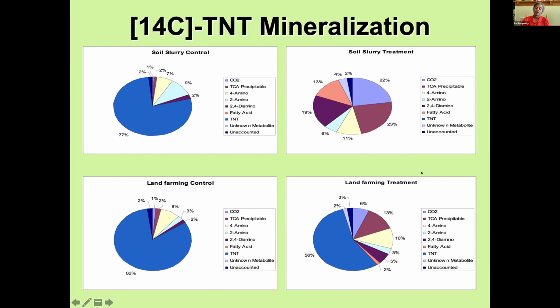And then the land farming did the same thing, okay? So we are not only modifying the compound, but we are also mineralizing them. Bacteria are able to use this TNT as a carbon source and convert them to carbon dioxide, as well as use them to make more cells and more bacteria. And then we wanted to find out what happened under anaerobic conditions. That's aerobic condition I talked about.